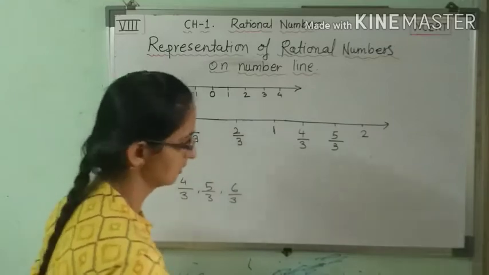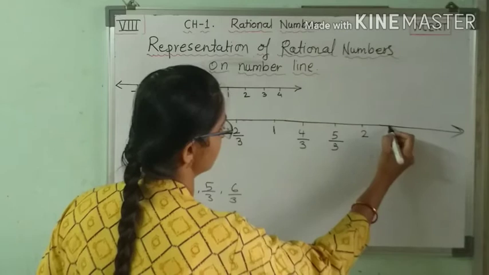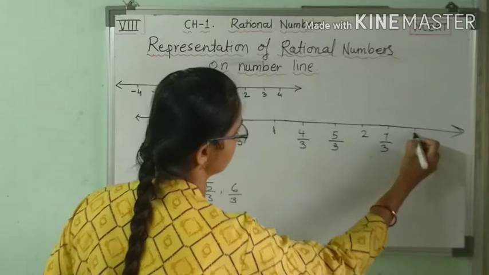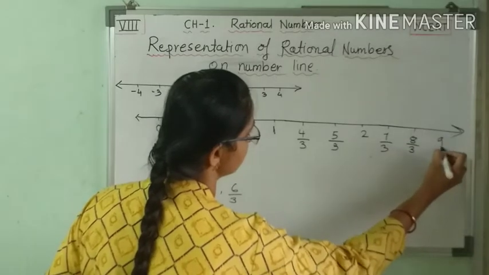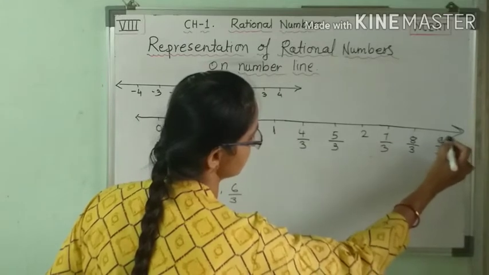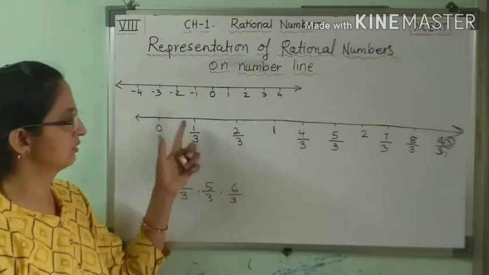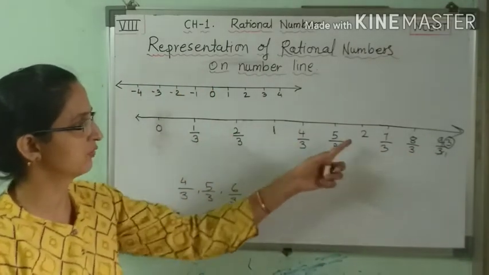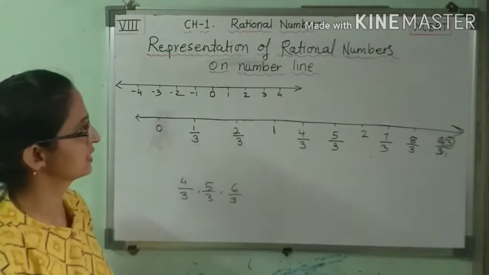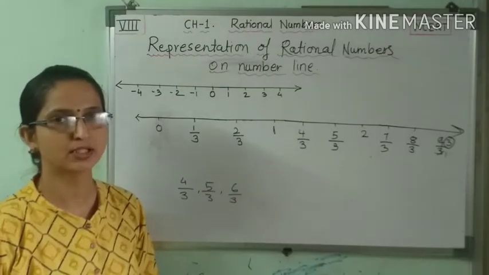Now again I extended this line. After 2, it is 7 upon 3, 8 upon 3, 9 upon 3, that is 3, since 3 3s are 9. Between 0 and 1, 1 upon 3 is there, 2 upon 3 is there. Between 1 and 2, 4 upon 3 is there, 5 upon 3 is there. So this is how rational numbers are represented on the number line. Let us move to the next topic.